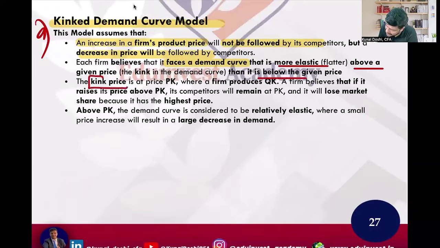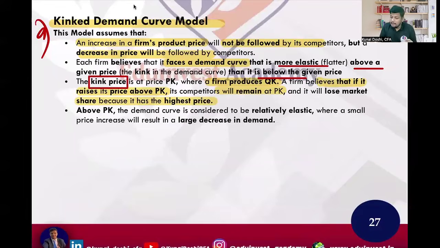So the kink price is the price where a firm produces the relevant output, QK, which I've mentioned here. A firm believes that if it raises the price above, competitors will remain at the same point and it will lose the market share because of the high price.